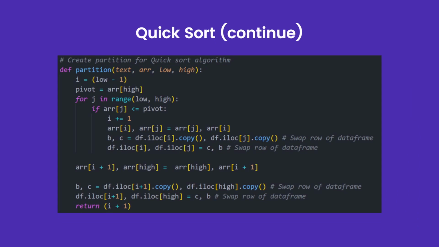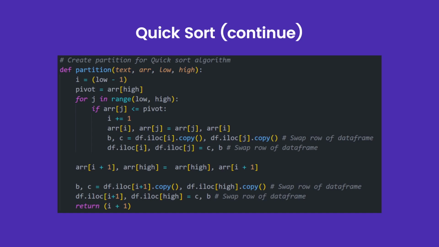This is the partition function. It will begin by receiving text, ARR, low and high from the quicksort function. Text is simply the name to be sorted. ARR, low and high are the QName, low and high from the previous function respectively. Then it will create a value I which is equal to low minus 1. Next it will create the pivot point using the last element in the ARR array. This pivot point will be used as the main component in sorting the array.